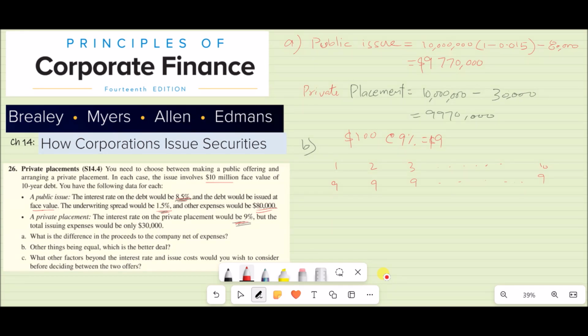Another option is we know that the public issue has interest of 8.5%, while the private placement has 9%. So the difference is 0.5%. So we can only take the difference, like 0.5% here, 0.5% here, till the 10th year. We can calculate its present value and see what its amount is, then we compare it with the difference between these two values.